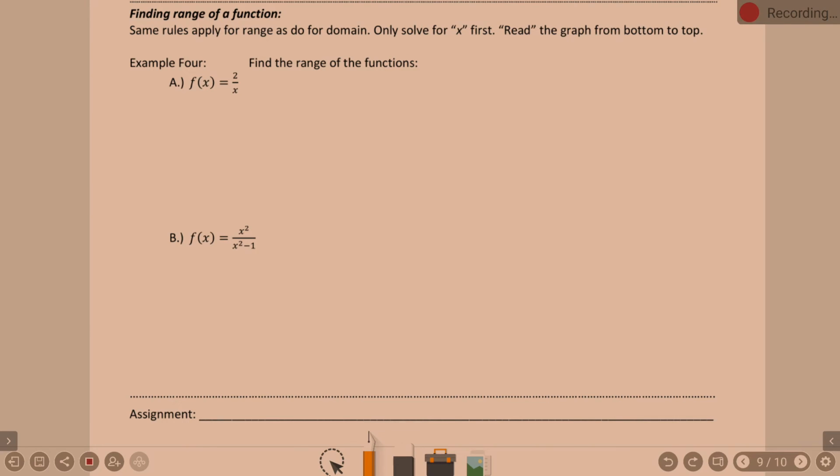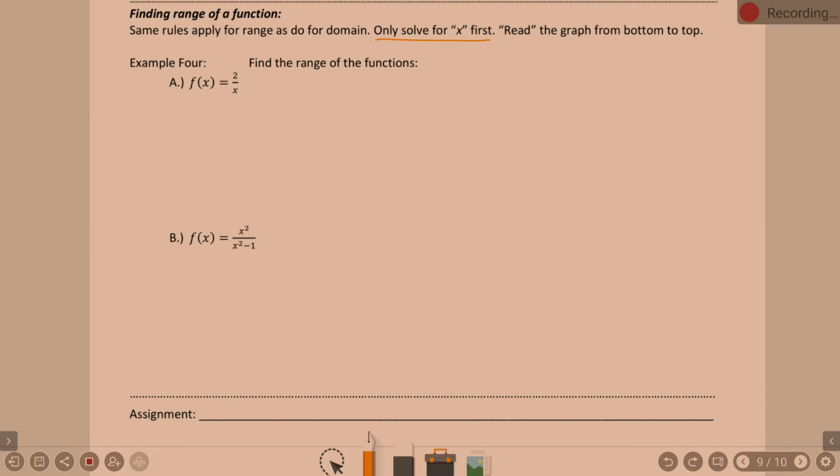The same rules apply to an extent, where we can consider things like denominator cannot equal 0 and square roots have to be positive. However, here's the deal. Before you can apply those rules, your equation has to be solved for x first, and you're looking at the y's. That's sometimes pretty easy to do. That is sometimes not so easy to do. And so the backup method, which I know is going to be a work in progress, is to read the graph.